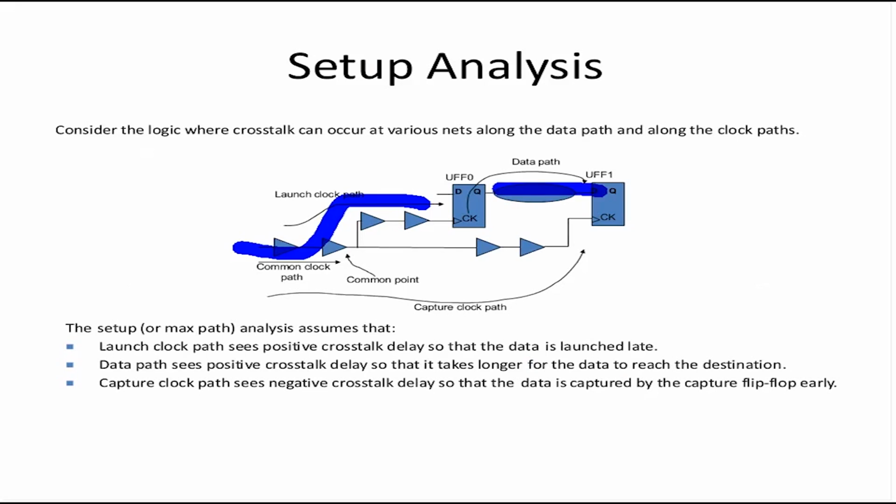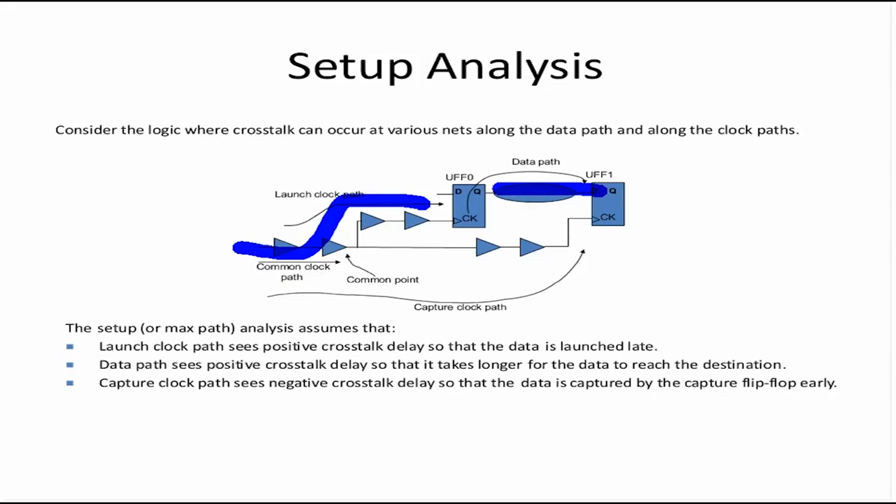What it means is that any crosstalk calculation in a setup check will delay the launch clock path and the data path more. It will never reduce the delay on the data path or launch clock path. It will make the delay more. So now, over and above OCV, the crosstalk will add delay to the setup launch clock path and the data path. On the capture clock path, it will reduce delay, right?